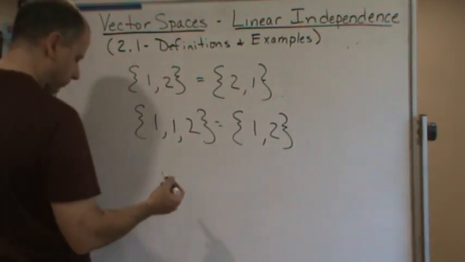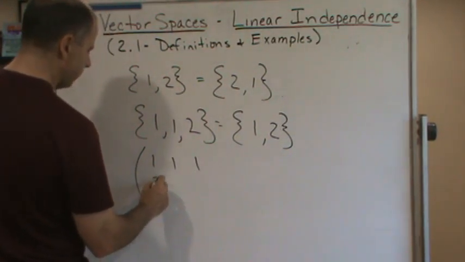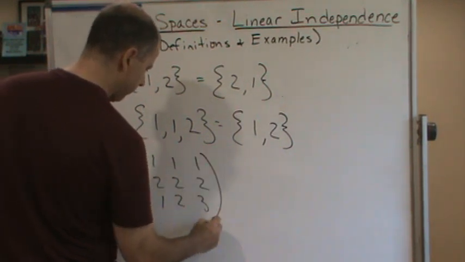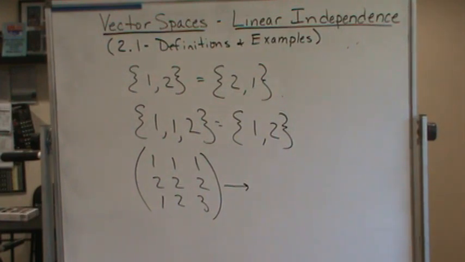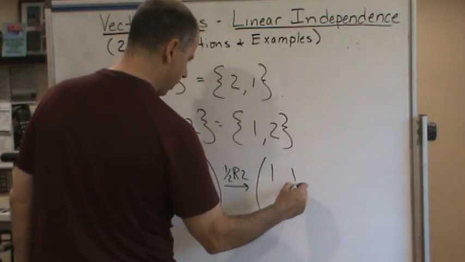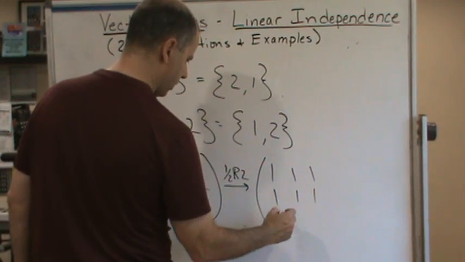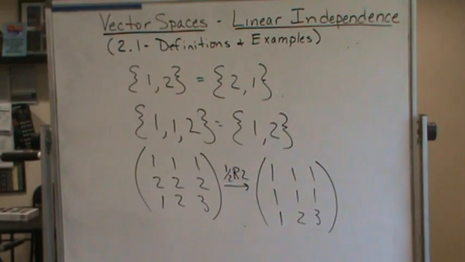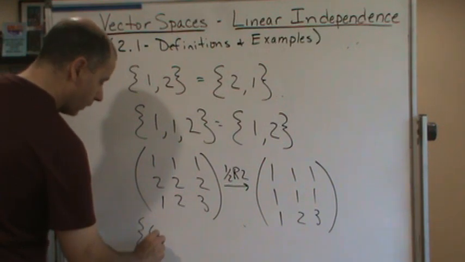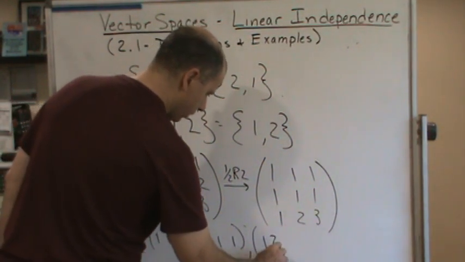But when you're talking about a matrix like 1, 1, 1, 2, 2, 2, and 1, 2, 3, we do this operation. Now let's say we take 1/2 of row 2, and so now we get 1, 1, 1, 1, 1, 1, 1, 2, 3. We can see that this is a linearly dependent set of rows, because what do we have? We have the set of 1, 1, 1, 1, 1, 1, and 1, 2, 3.